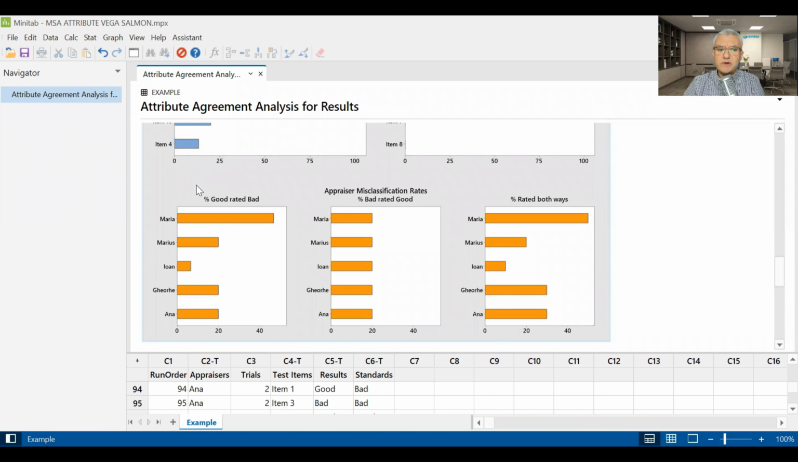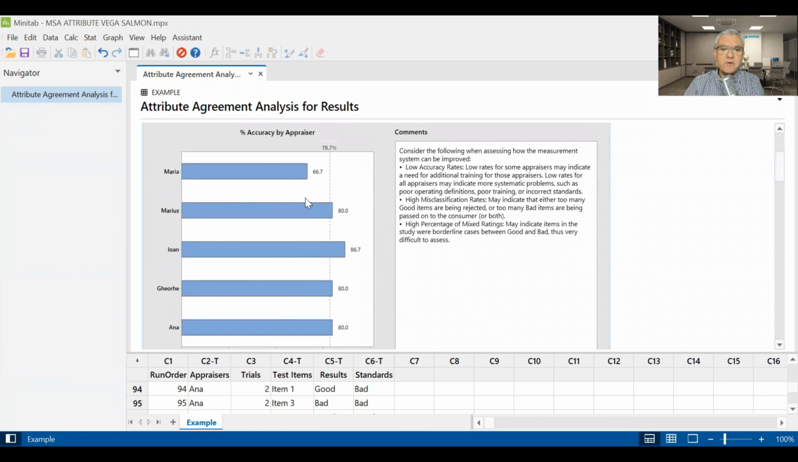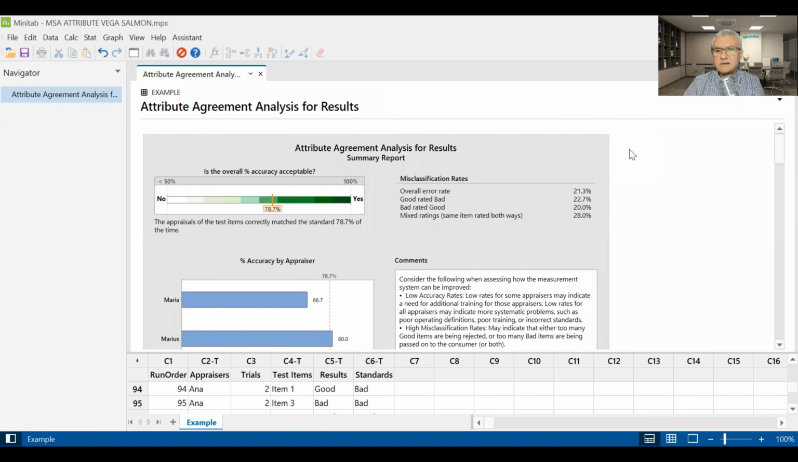And then, of course, we have a percentage of good rated bad by appraiser. Misclassifications, sometimes they rate bad, sometimes good, and percentage of rated both ways. So again, Maria, unfortunately, is the weakest appraiser, but we also have Marius and Anna that maybe they should be trained more because they have 80% accuracy. So I would be more than happy to analyze a real test. So please run your test and let's analyze the results together.